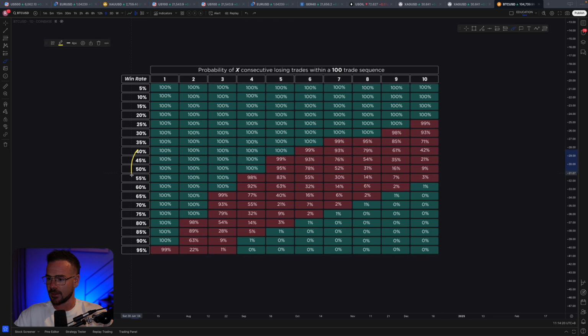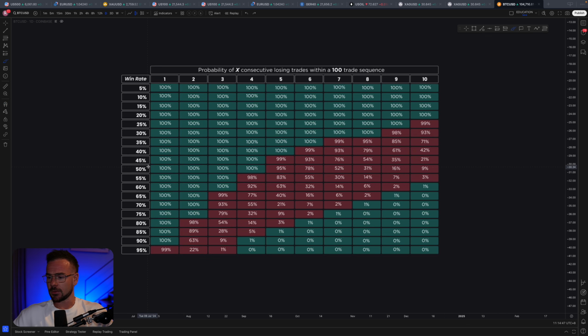So we'll look at some different examples of win rate and strike rate. Then we're going to look at the probability of losing this many trades in a row, so obviously 1, 2, 3, and so on, all the way up to 10. So we're looking at what your win rate or strike rate is on the left. Then we're going to look on here for the probability that you're going to lose X amount of trades within a 100 trade sequence. It might be a little bit confusing, but let's jump into the chart and we'll explain it.